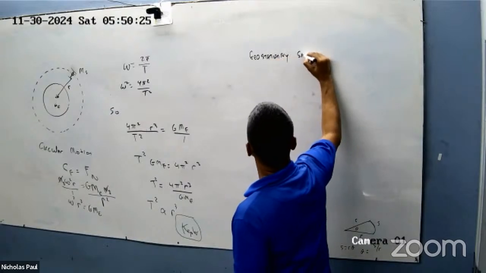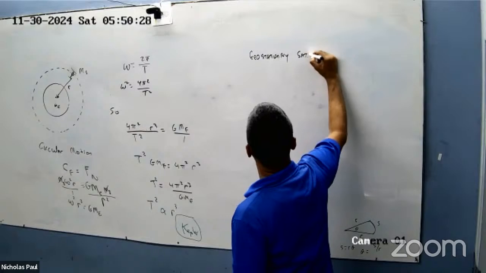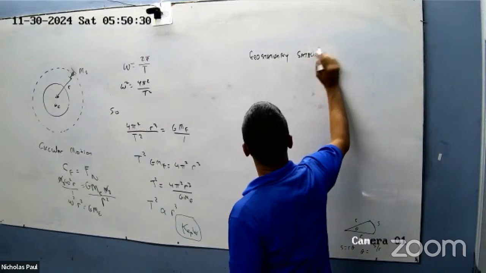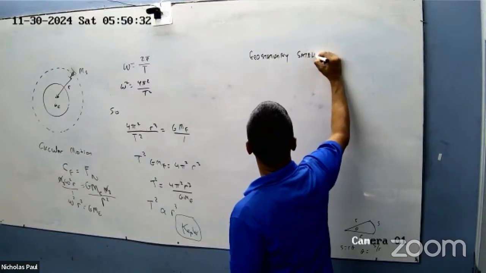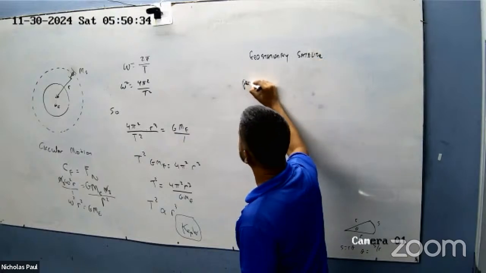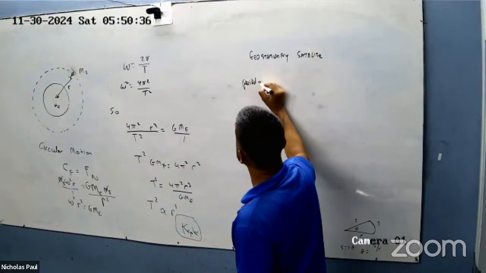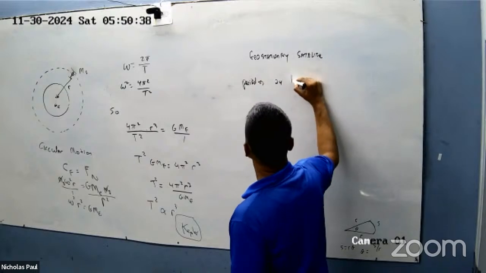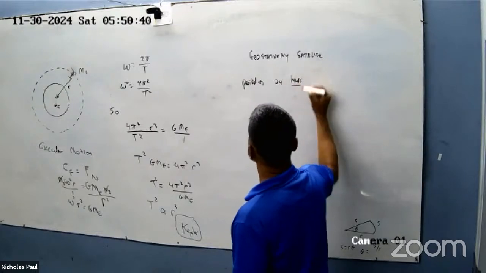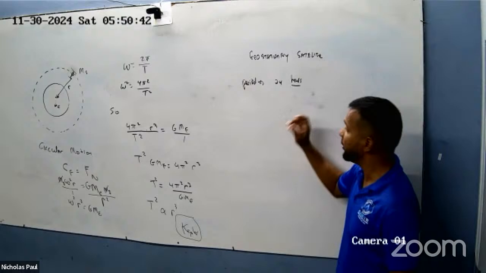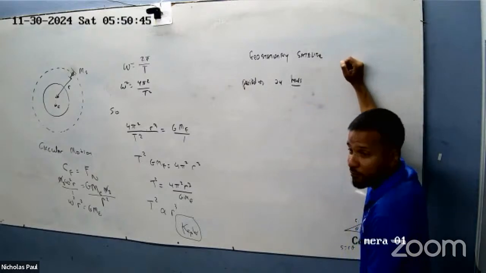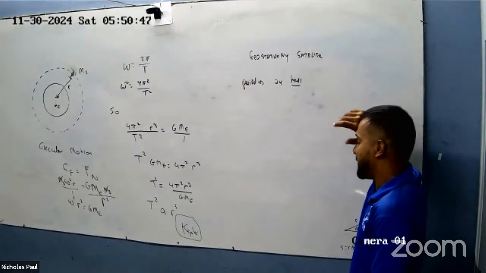So a geostationary satellite is always at the same position. And very important, the period of that geostationary satellite is 24 hours, right? So the period of that geostationary satellite is 24 hours. So here's what technically happens.